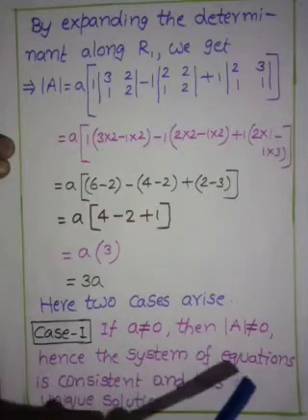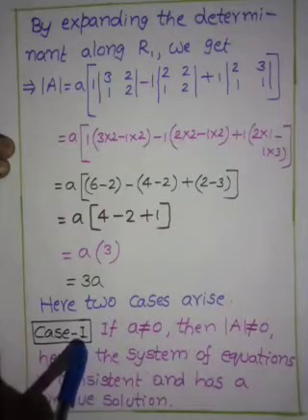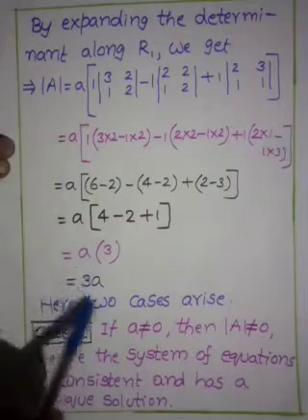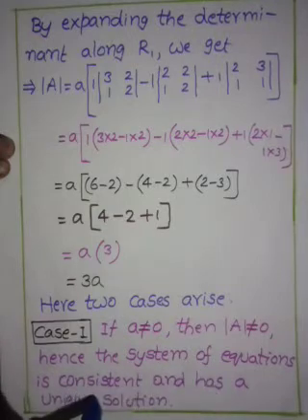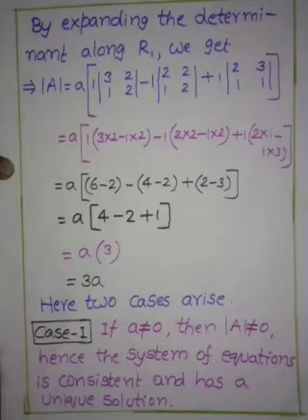Hence, the system of equations is consistent and has a unique solution. In the first case, if you assume that a is not equal to 0, then delta is also not equal to 0. Then we can say that the system of equations is consistent and has a unique solution. Understood this first case, my dear children?